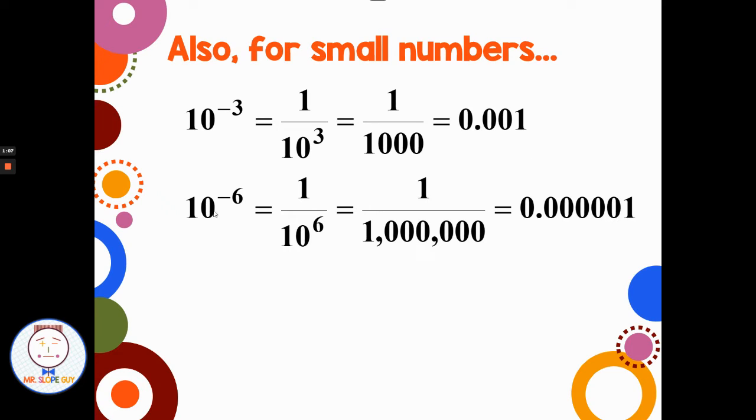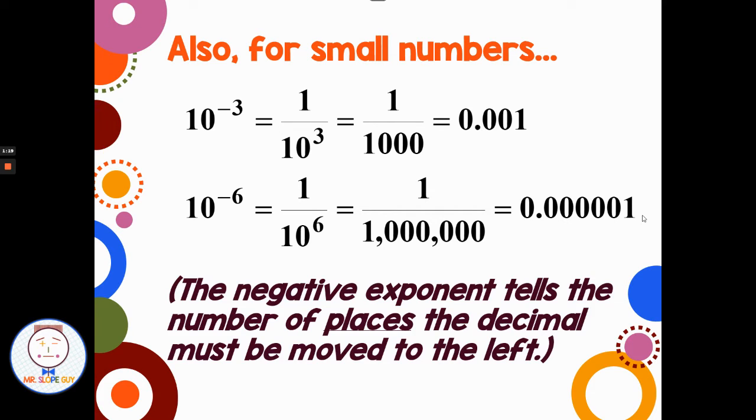10 to the negative 6, the law of negative exponents says that's 1 over 10 to the 6, or 1 over a million, 1/millionth, or 0.000001 as a decimal. So the negative exponent tells us the number of places the decimal must be moved to the left.